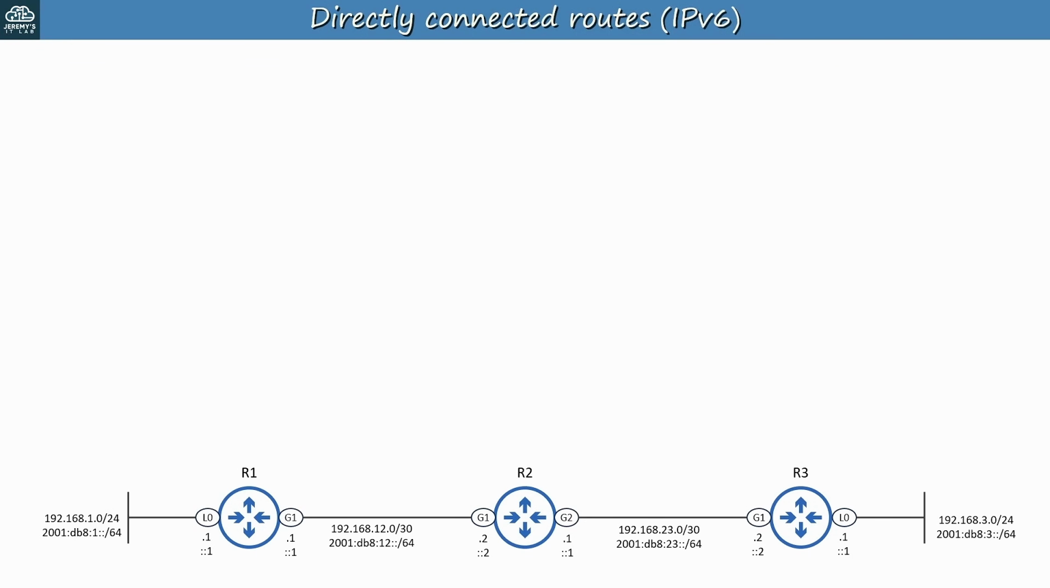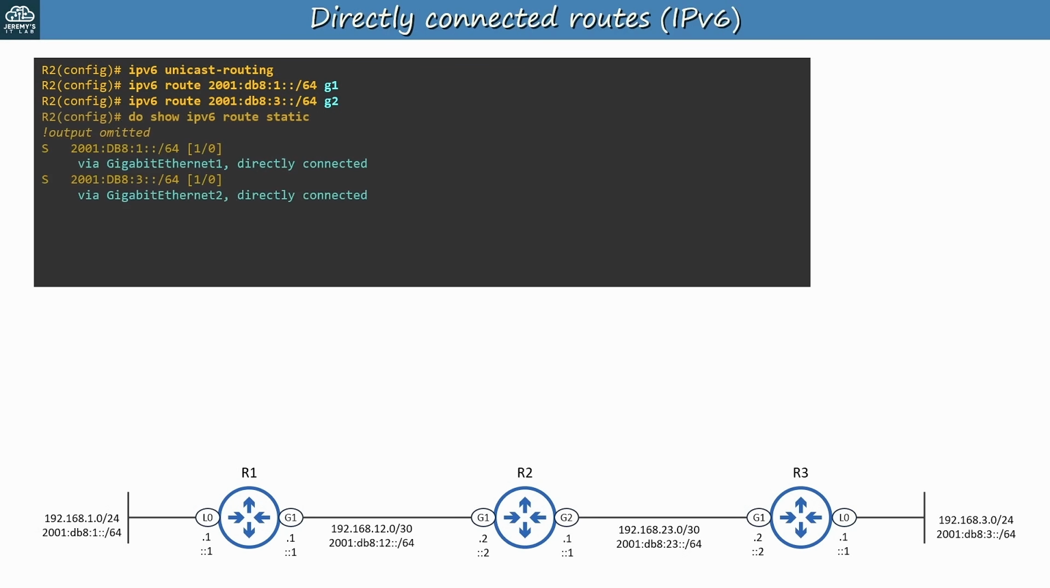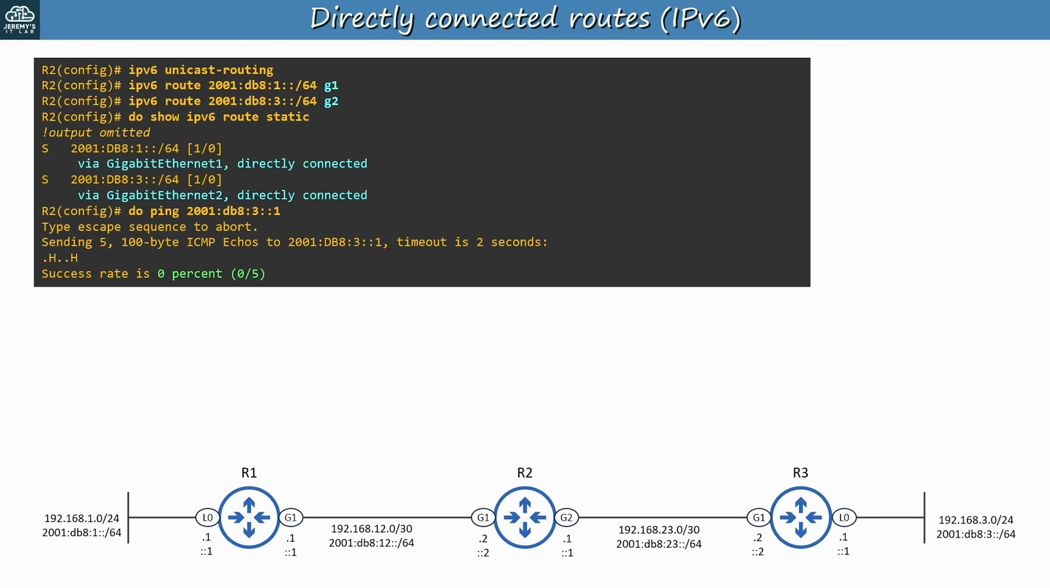And now let's look at directly connected IPv6 routes. On R2, I configured routes to R1 and R3's LANs, specifying only the exit interfaces. Here are those routes in R2's routing table. Everything looks good, so let's see if R2 can ping R3's loopback interface. Unfortunately not. The ping failed.